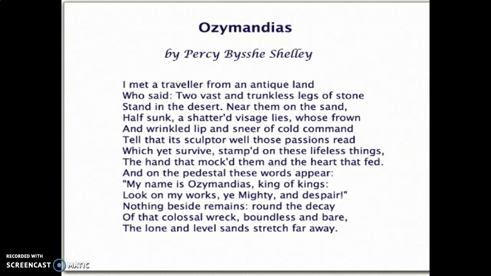Tell that its sculptor well those passions read which yet survive. The frown and the expression on the broken face of the statue tell that the artist who carved the statue out of a piece of rock had read those passions of cruelty, pride, and boastfulness, all these emotions, that he used to give orders of beheading people in cold blood. All these passions the sculptor had read well and portrayed well on the face. And these passions are surviving as yet, stamped on these lifeless things.